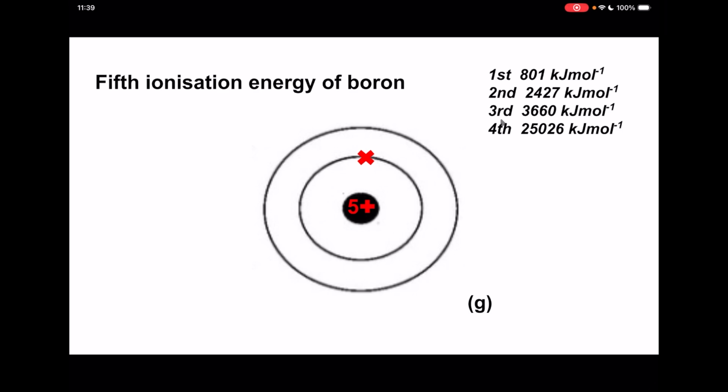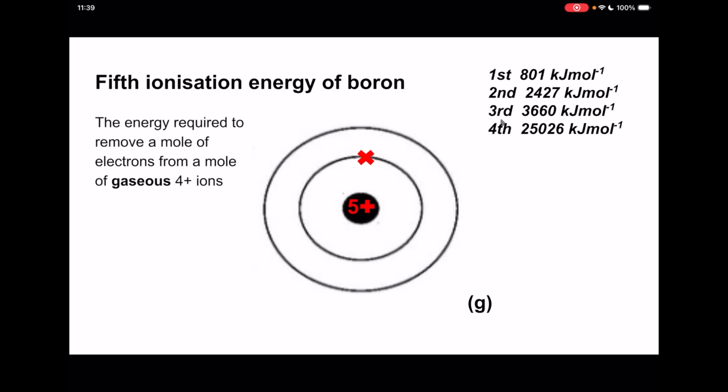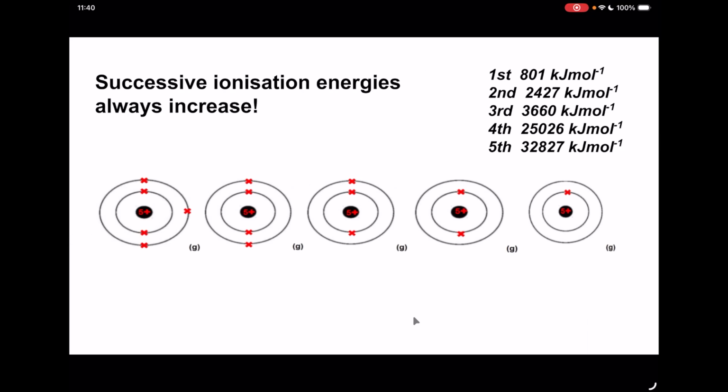fifth ionization energy. So that's defined as the energy required to remove a mole of electrons from a mole of gaseous 4 plus ions. So obviously we're going to get rid of this electron here. There's the equation, and you can see the ionization energy, 32,827 kilojoules per mole. So as promised, we're going to explain what the numbers are telling us.